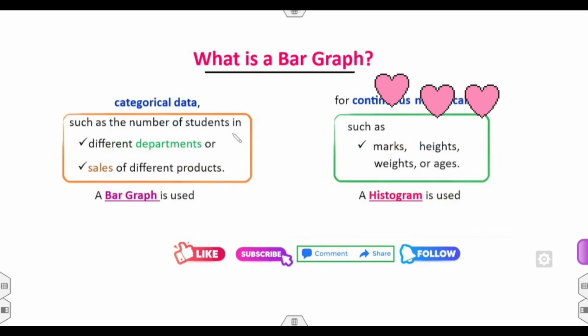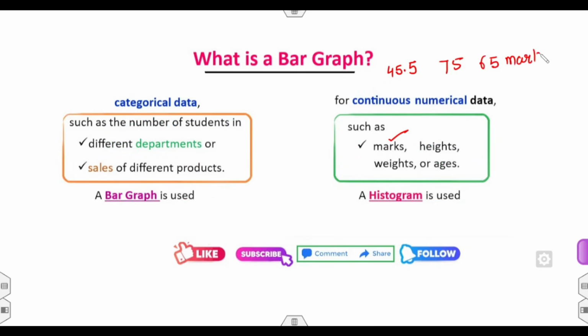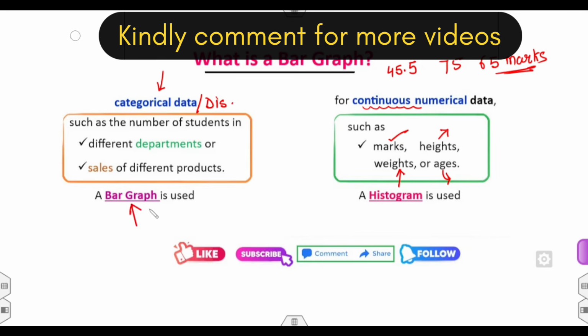Continuous कैसा होता है? Like the marks obtained by the students, like 45.5, 75 marks, 65 marks, all are my continuous information. Height of the students, weight of the people, ages of the people, all are my continuous numerical data. Whenever you have categorical or discrete information, we always use the bar graph to represent the data, while whenever we have continuous information, we always draw the histogram.